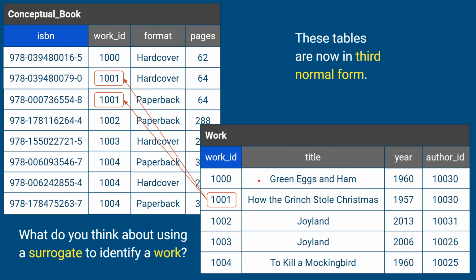Okay, so what do you think? You like using the surrogate now as the identifier here? Yeah. The real question is, am I really trying to enforce that no two works can have the same title in the same year?